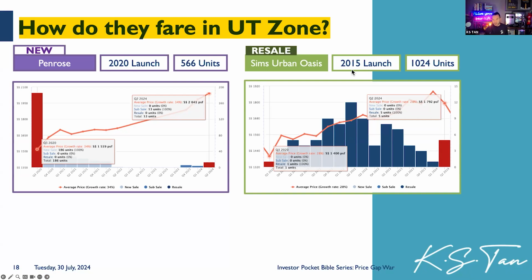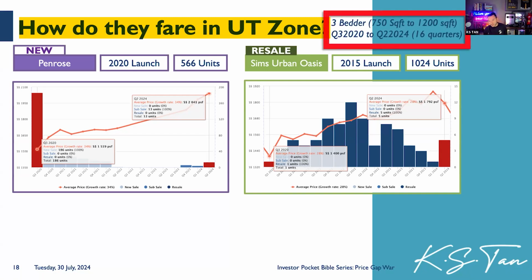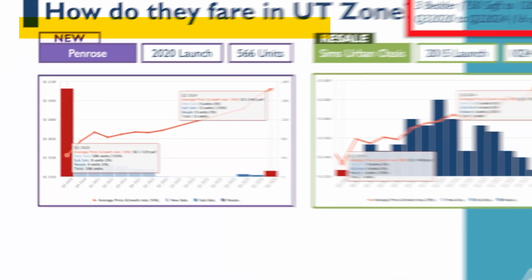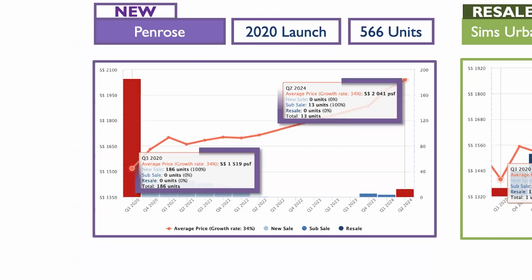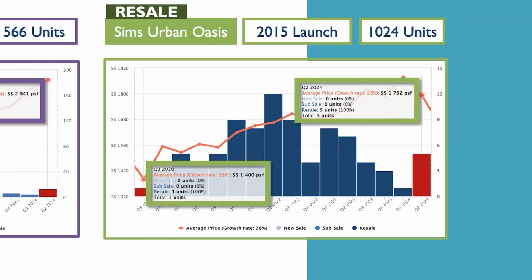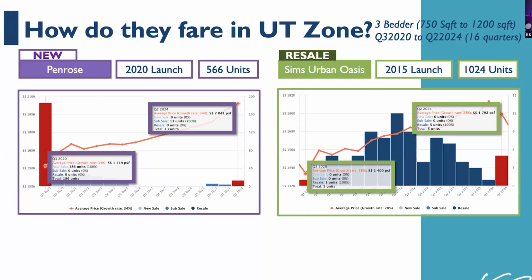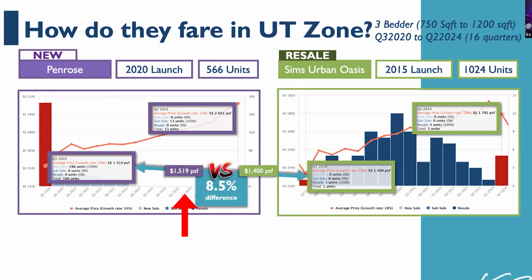But at the point of application over here, we are using year 2020 to year 2024, 16 quarters, which is a 4 years horizon. In 2020, Sims Urban Oasis is considered a resale already in this illustration, and it's 1,024 units. Looking at the PSF of entry and exit, we see Penrose going in at about 1,500, and the exit price was about $2,000 per square foot, which is pretty decent. For Sims Urban Oasis, going in at the same time in 2020, if they buy a resale instead of new homes, they buy at about 1,004 and exit at about 1,008. So if you look at the price gap, 1,519 PSF against a resale at 1,004, it is 8.5%.